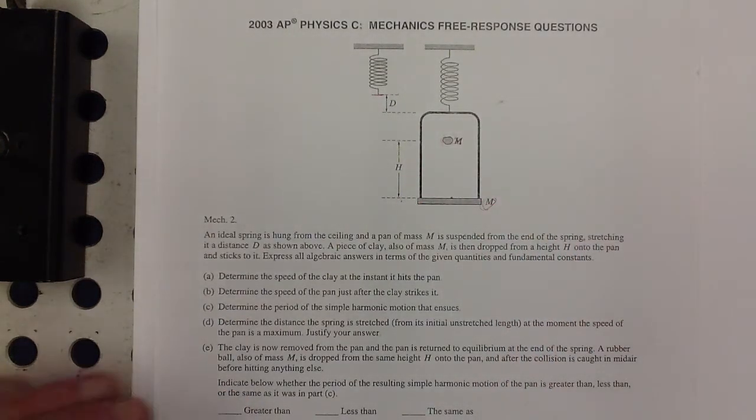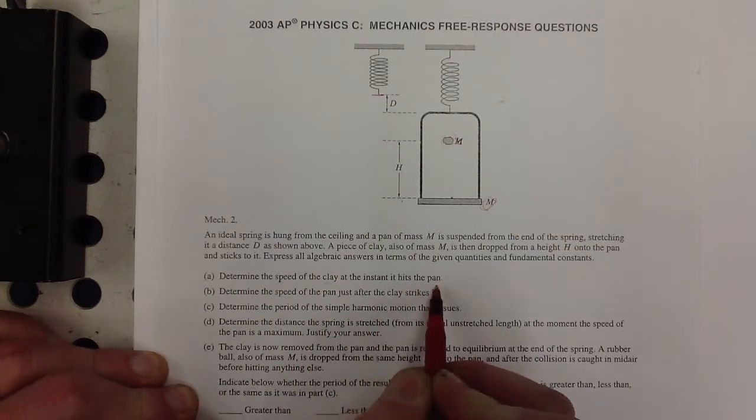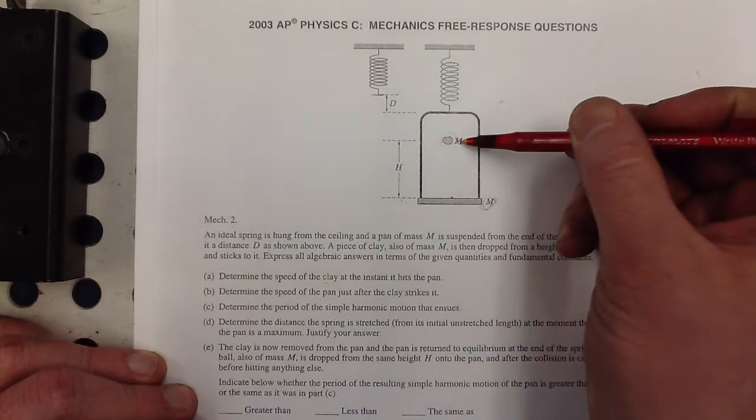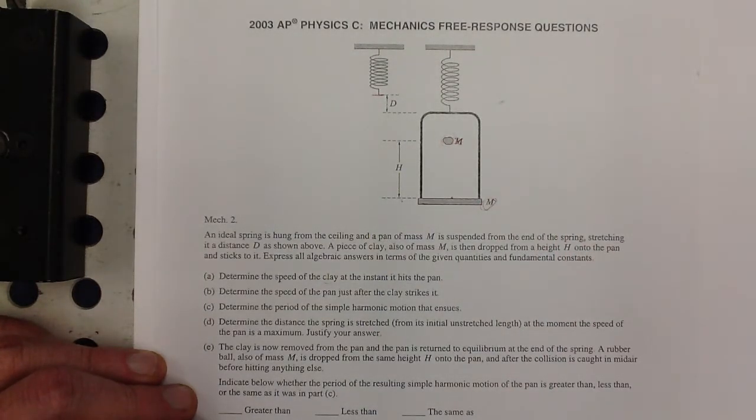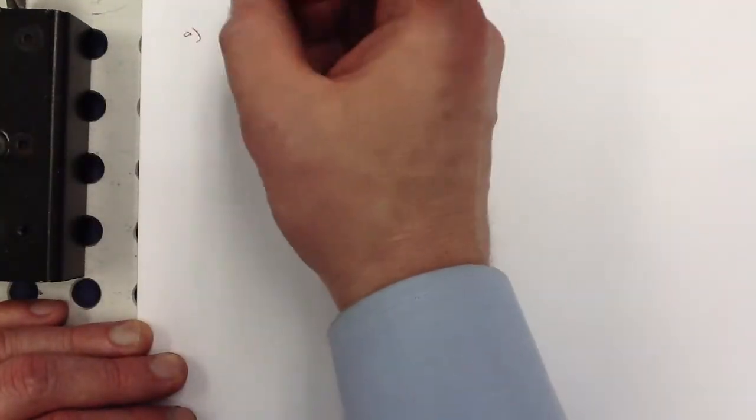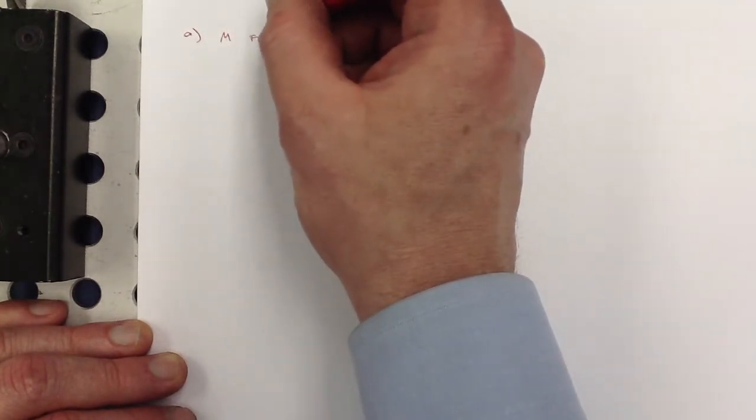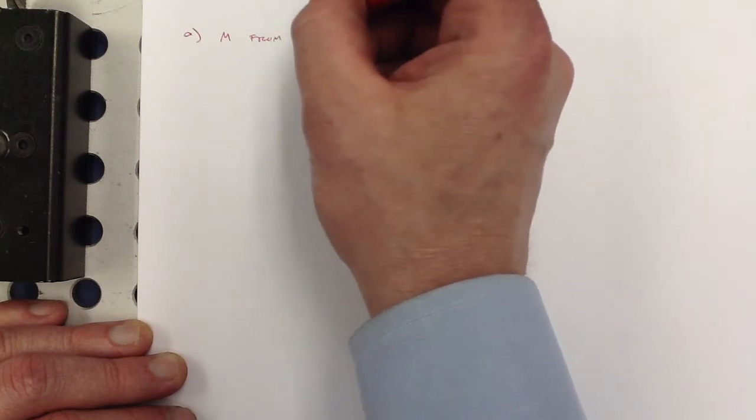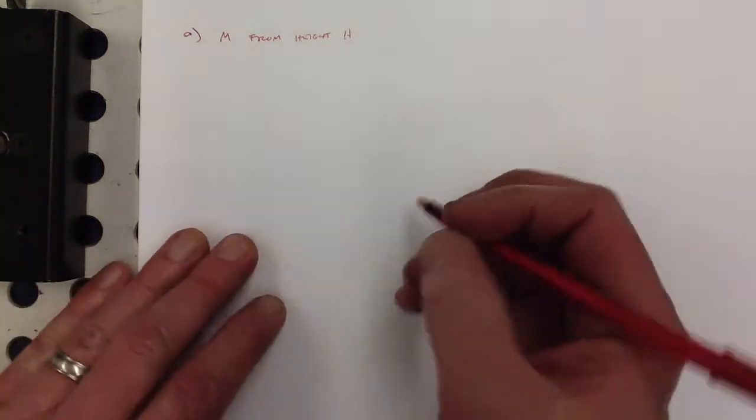Alright, so let's see what's involved here. Determine the speed of the clay at the instant it hits the pan. Well, anytime we want to know the speed of things from dropping them, we have a choice. You can do kinematics or you can do energy. I'll sketch those both out for you real quick. So for part A, we're dropping mass m from height h. I'll do the kinematics for you real quick.